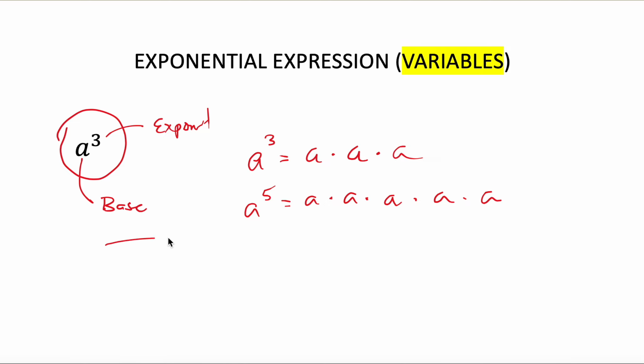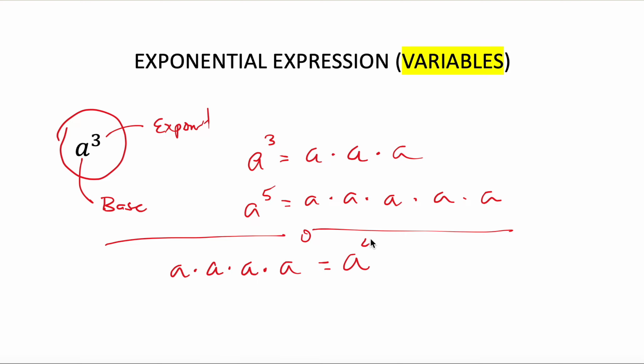We can actually try this the other way around. I can actually give you an expanded form, and then you can compress it into an exponential expression. This is what I mean. For example, I can say a times a times a times a and ask you to compress it into an exponential expression. Notice that the base technically in this example is a, and the exponent is the amount of times a shows up. 1, 2, 3, and 4. A to the fourth power.